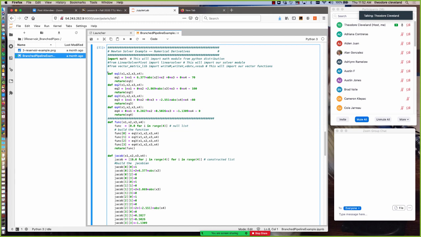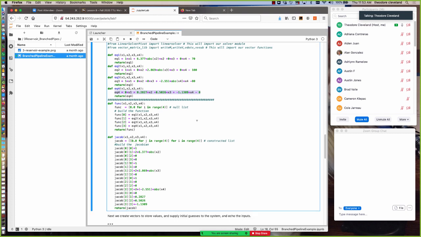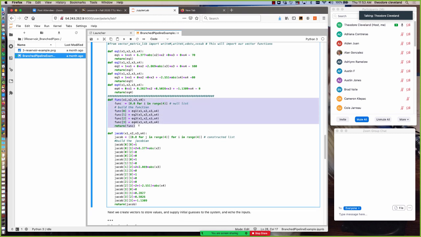So we're going to define our first equation right here. This one handles the head loss between junction D and the 70 meter reservoir. Second one, head loss between junction D and the 100 meter reservoir. The third one, the head loss between junction D and the 80 meter reservoir. And the fourth equation is the balance at the node D. So that's all that's going on in those scripts. And we want to convert it into a vector-valued function. All this function does is evaluate each of the equations in order.